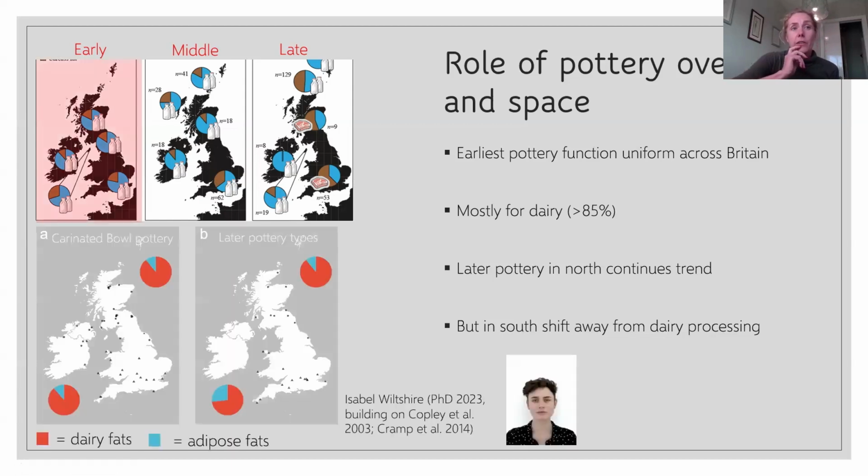I would just highlight Isabel Wiltshire's work because this has started to give us much finer grained resolution on pottery use within the early Neolithic itself. So by combining this with the dating of lipids and other radiocarbon dates that are available, she's been able to show that the earliest carinated bowl from Britain, from both northern and southern, is very dairy. As we get to the slightly later early Neolithic, we start to see this shift away in southern Britain, and already we're starting to see some diversification in the use of pottery during the late 39th century BC.